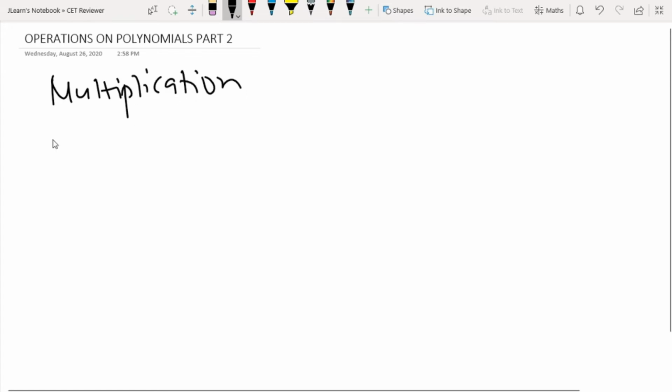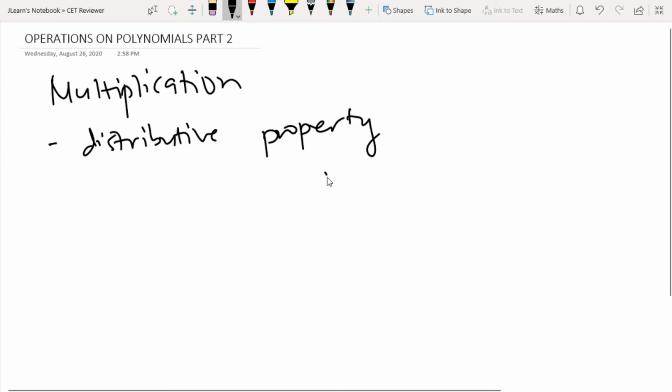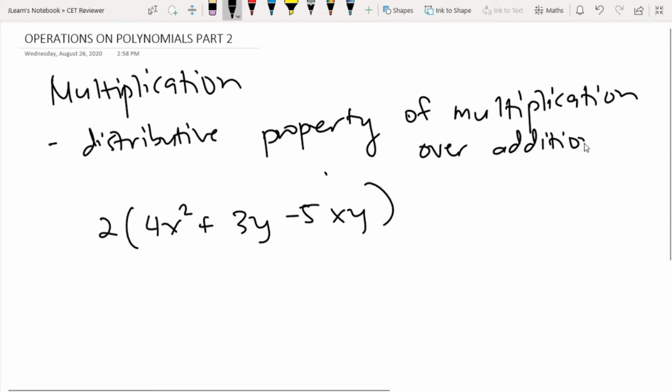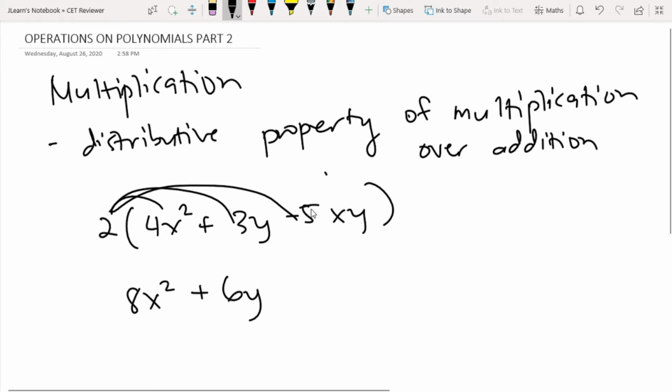So, to multiply polynomials, we just apply the distributive property. For example, you have 2 times 4x squared plus 3y minus 5xy. Using the distributive property of multiplication over addition, you can just simply distribute the 2 here. So, 4x squared times 2 will be 8x squared, plus 3y times 2, that will be 6y, and then negative 5xy times 2, that will be negative 10xy.